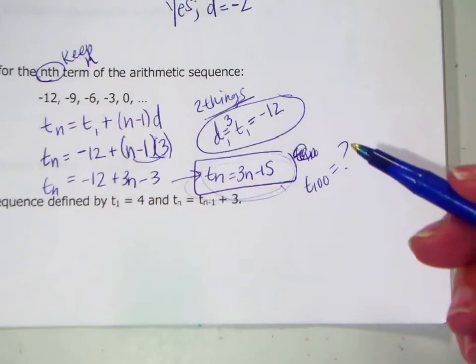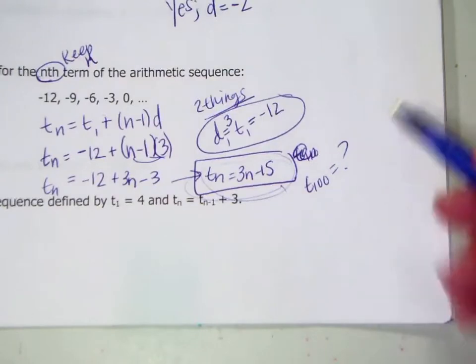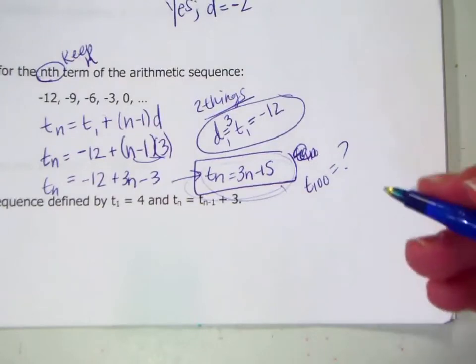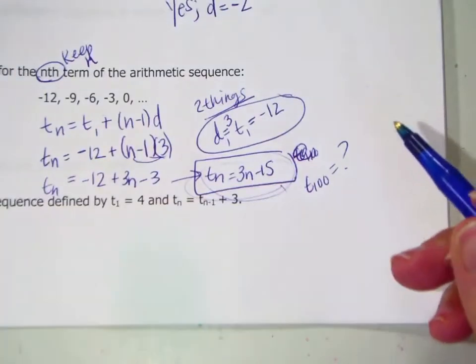Carly? Could you not take that formula, like the 3n minus 15, and divide that by 3 to simplify it even more? No. No. Yeah.